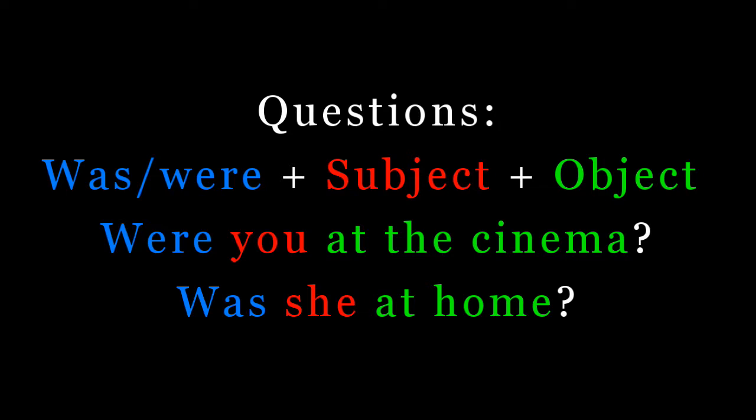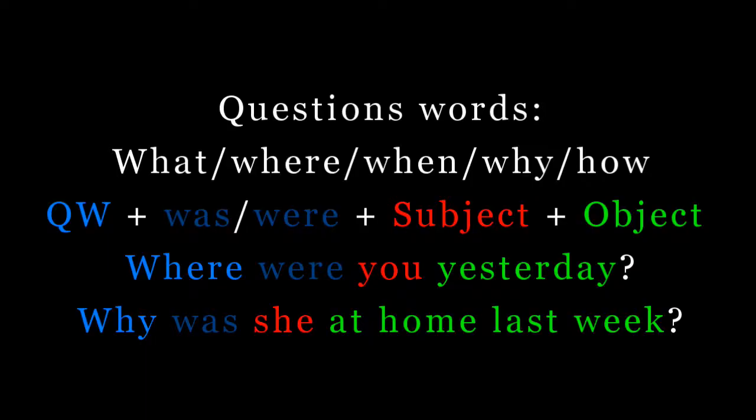Very similar here to the present simple, only with was or were. Questions, the same. We start with the verb, exchange it with the subject. Fragen sind ähnlich. Wir tauschen hier das Verb und Subjekt aus. For example, were you at the cinema yesterday? And was she at home last week? Same thing with question words. What, where, when, why, how. Das Gleiche mit Fragewörtern. Question word goes at the front. Word order the same. Fragewort geht vorne. Wortstellung ist gleich. So, where were you yesterday? Why was she at home last week? Okay. Word order stays the same.